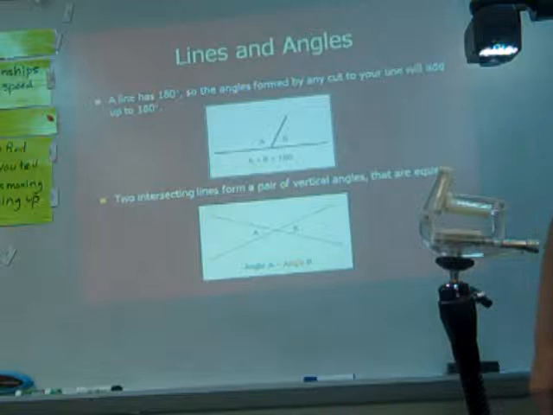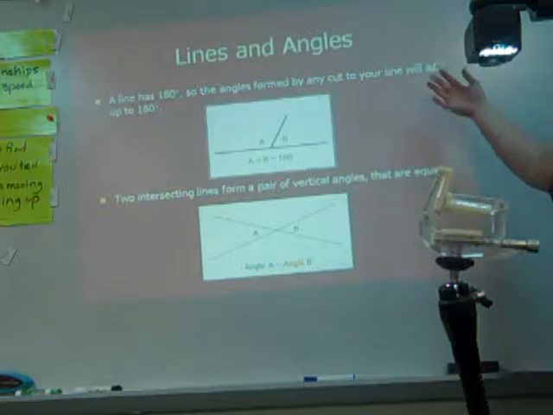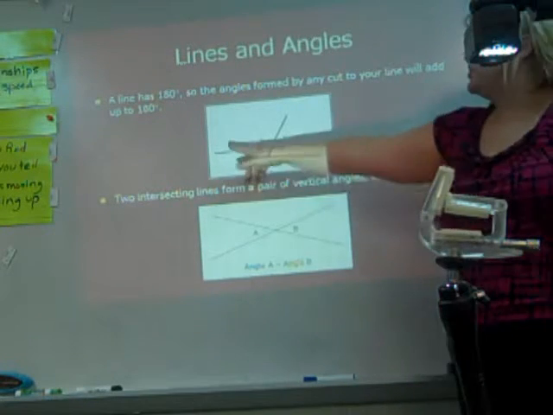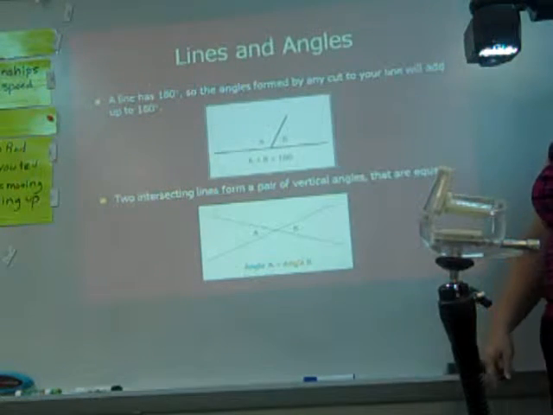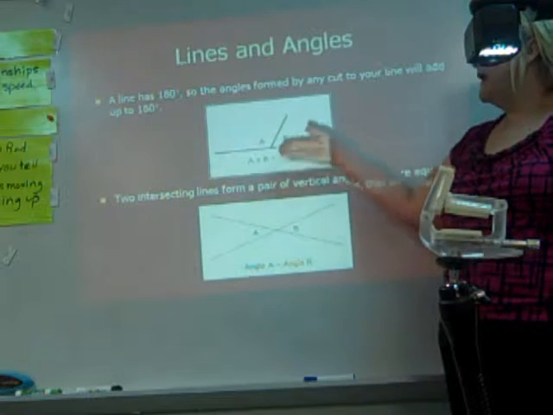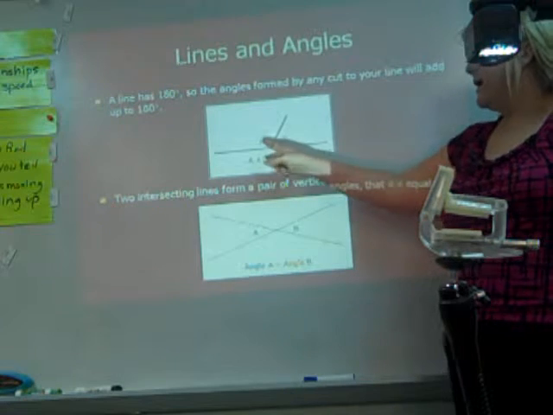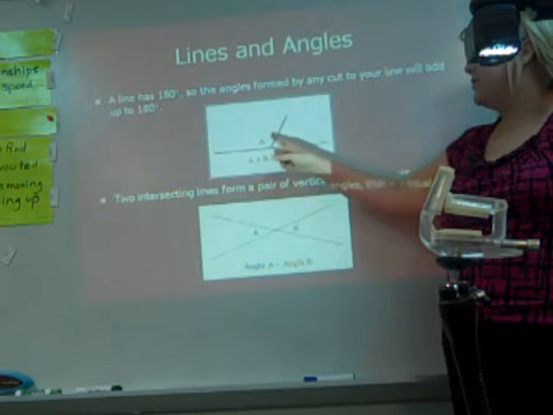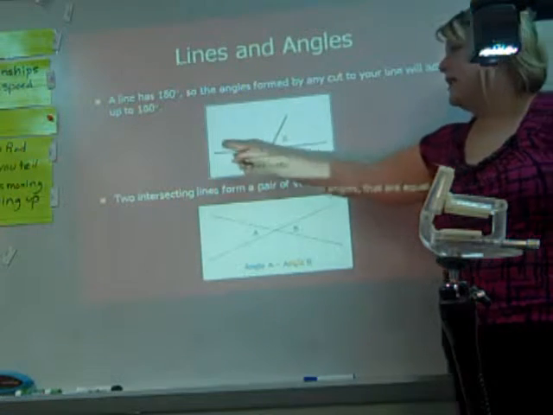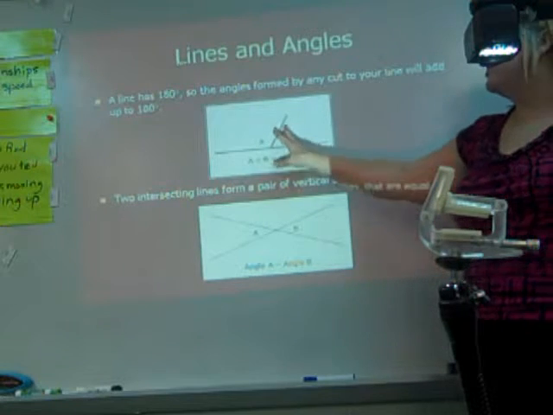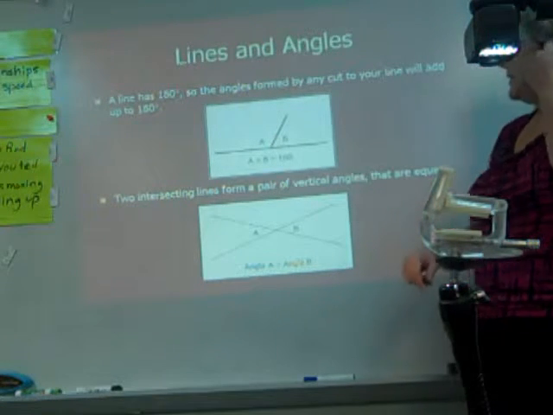Okay. So now we're going to get into some of those things that were on the definitions. We're going to get into some of those more. So lines and angles. A line, a straight line, has 180 degrees. So any angles that you form by cutting the line will add up to 180. So because these two angles are formed when we cut this straight line, those 2 angles add up to 180.